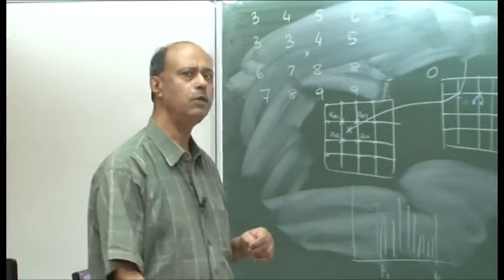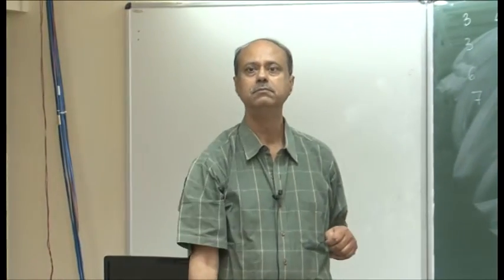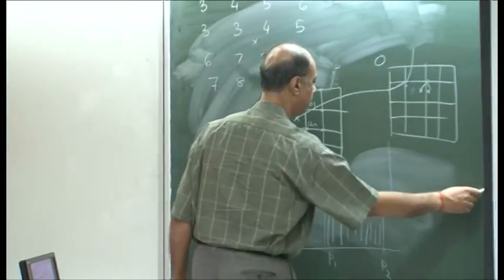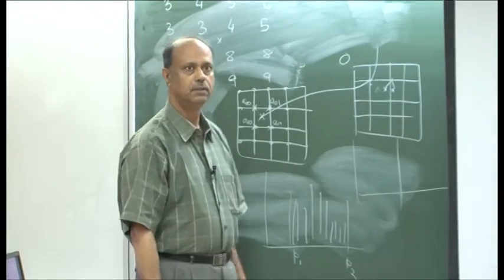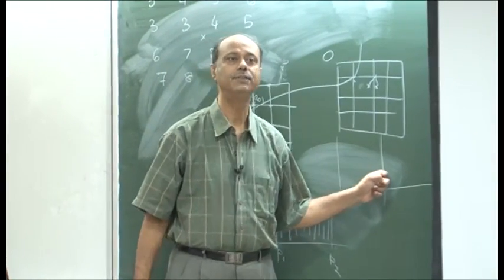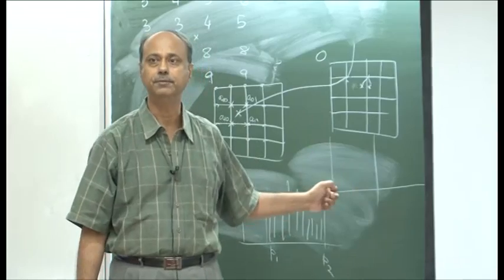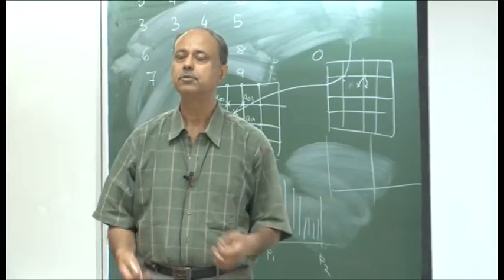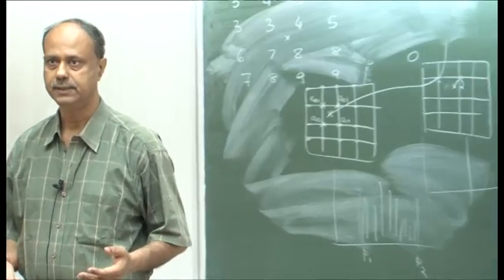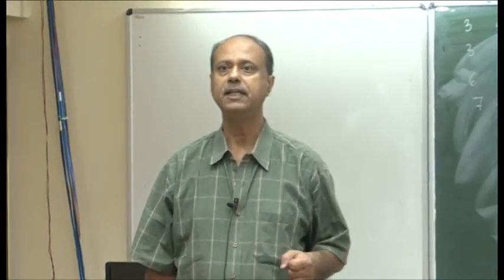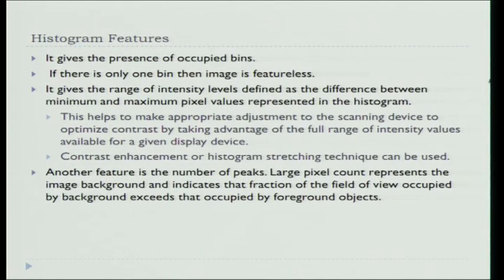This histogram is very powerful. Suppose there is only one peak or only one level. That means, all the elements in the image are having this value, right. So, no information you will get from that image. So, you will be telling that it is a featureless image. Agreed. So, if there is only one bin, then you tell that image is featureless.